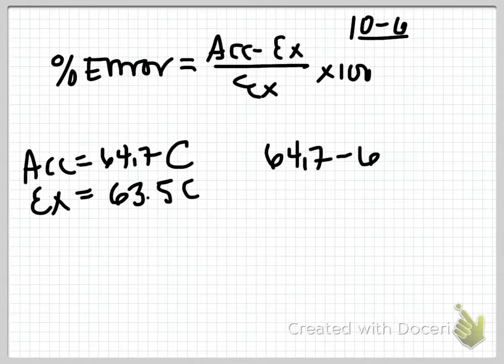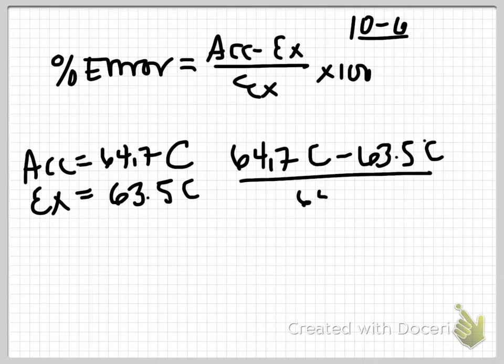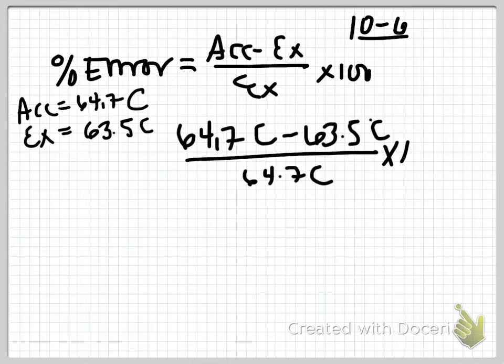64.7 minus 63.5. These are both degrees Celsius. Divided by 64.7 Celsius. I'm going to move this. Times 100 will give us our percent error. So what do we get? I want to show all the steps.